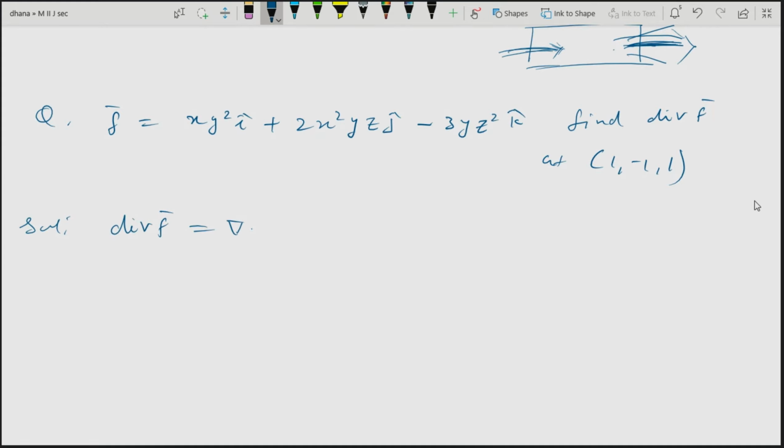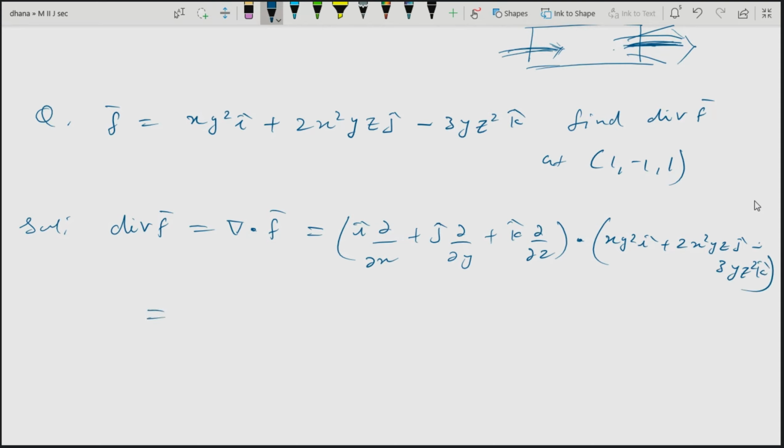Divergence of F bar means del dot F bar. If you don't write this dot, it's wrong. You have to mention a dot there. Del dot F bar means i cap dou by dou x plus j cap dou by dou y plus k cap dou by dou z, a dot product. Now you write your F bar. What is F bar? x y square i cap plus 2x square y z j cap minus 3y z square k cap.